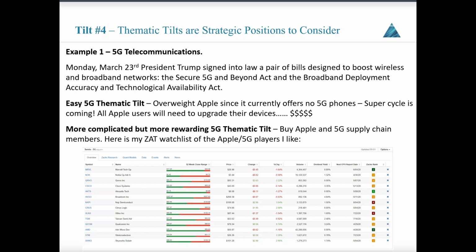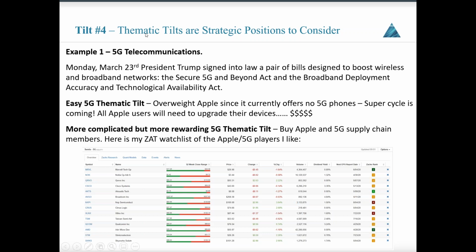Tilt number 4. This is a topic that's become really popular, and I'm not going to go through all of the generic themes that are out there. I just want to call your attention to a couple of themes that I really like. The first is the 5G telecommunications theme. The reason I love this is it's the easiest theme to play right now. Very few people are aware that on Monday, March 23rd, President Trump actually signed into law 2 bills designed to basically unveil 5G in the United States.